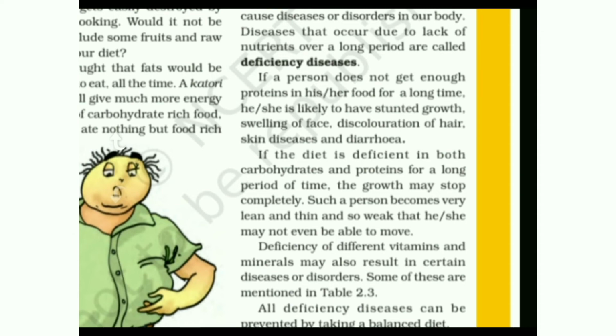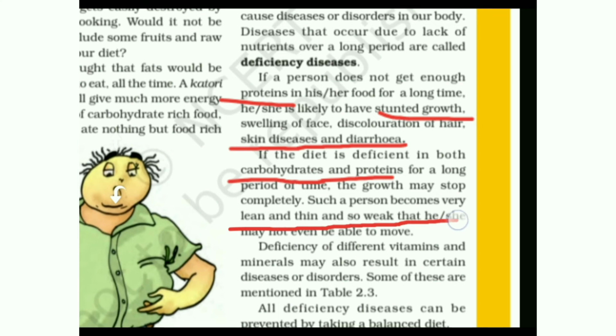We will learn the deficiency diseases. If a person doesn't get enough protein in her food for a long time, she is likely to have stunted growth. What? Stunted growth, swelling of face, discoloration of hair, and what? Skin disease and diarrhea. If the diet is deficient in both carbohydrate and protein for a long period of time, the growth may stop completely. Such a person becomes very lean and thin, and so weak that she may not even be able to move. Okay?